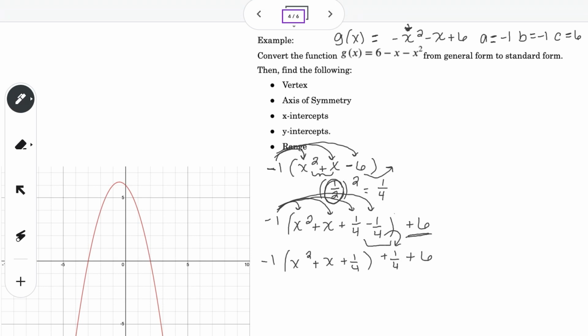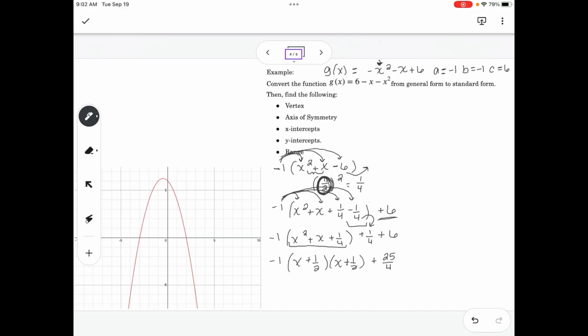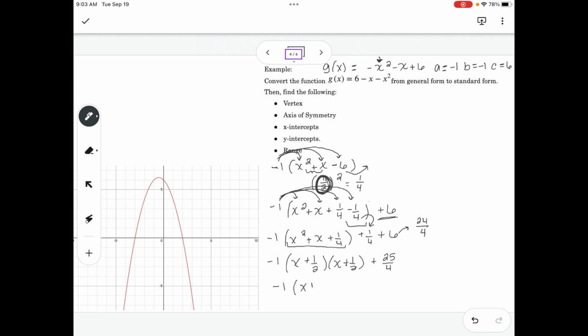Now I can factor using this number here, the part right before we square. That's the factored portion that we're in need of. So I have -1 times (x plus 1/2)(x plus 1/2), and it's a plus because I have a positive half before I square, plus 25/4. And I know this is 25/4 because 6 is the same as 24/4, and 1/4 plus 24/4 is 25/4. Now I've got something squared, so I have -1 times (x plus 1/2) squared plus 25/4.